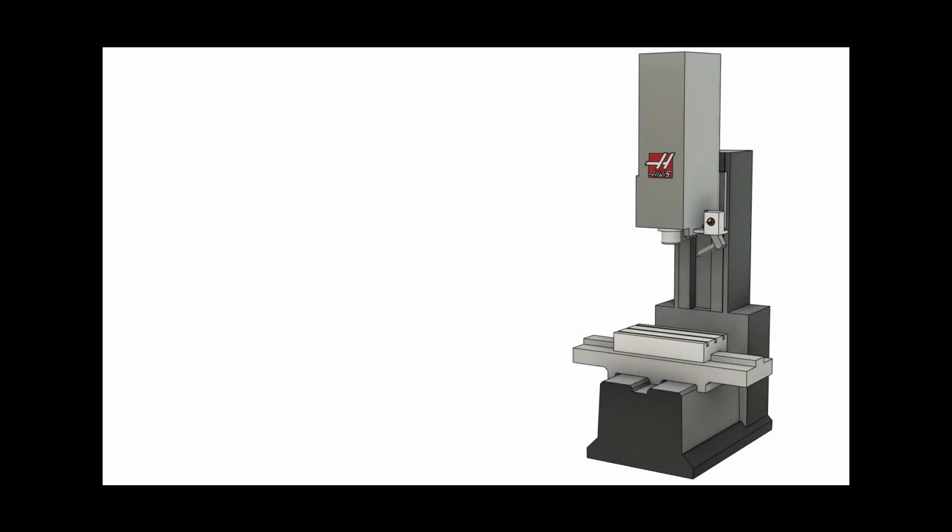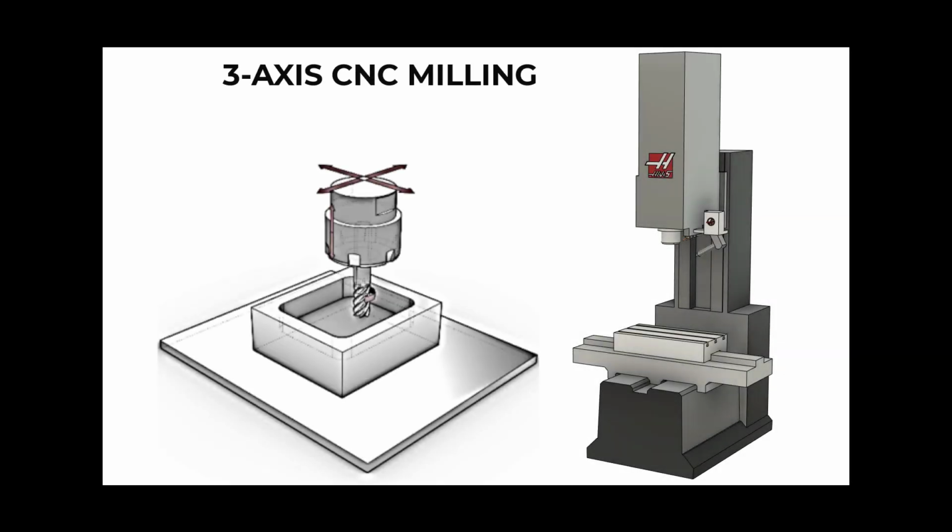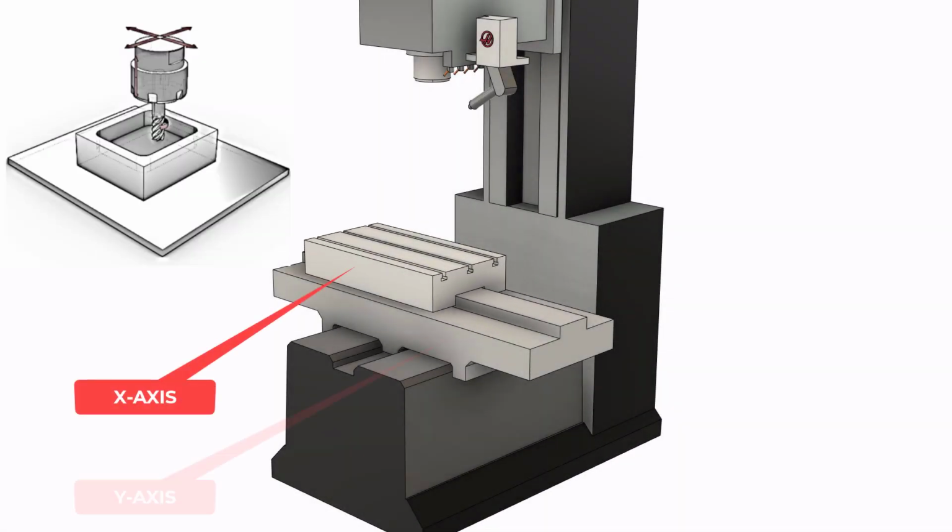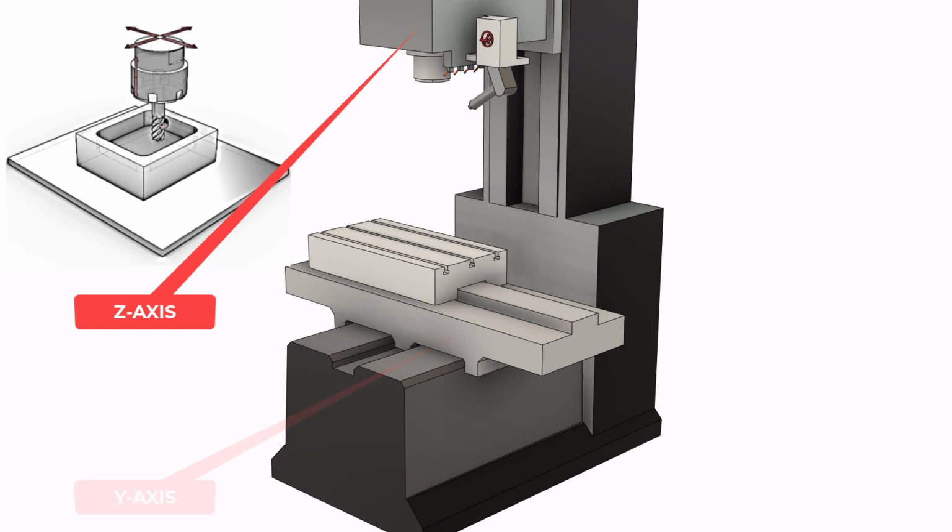Our first CNC mill operates using the most common and standard 3 axes. You have the X-axis, the Y-axis, and the Z-axis.